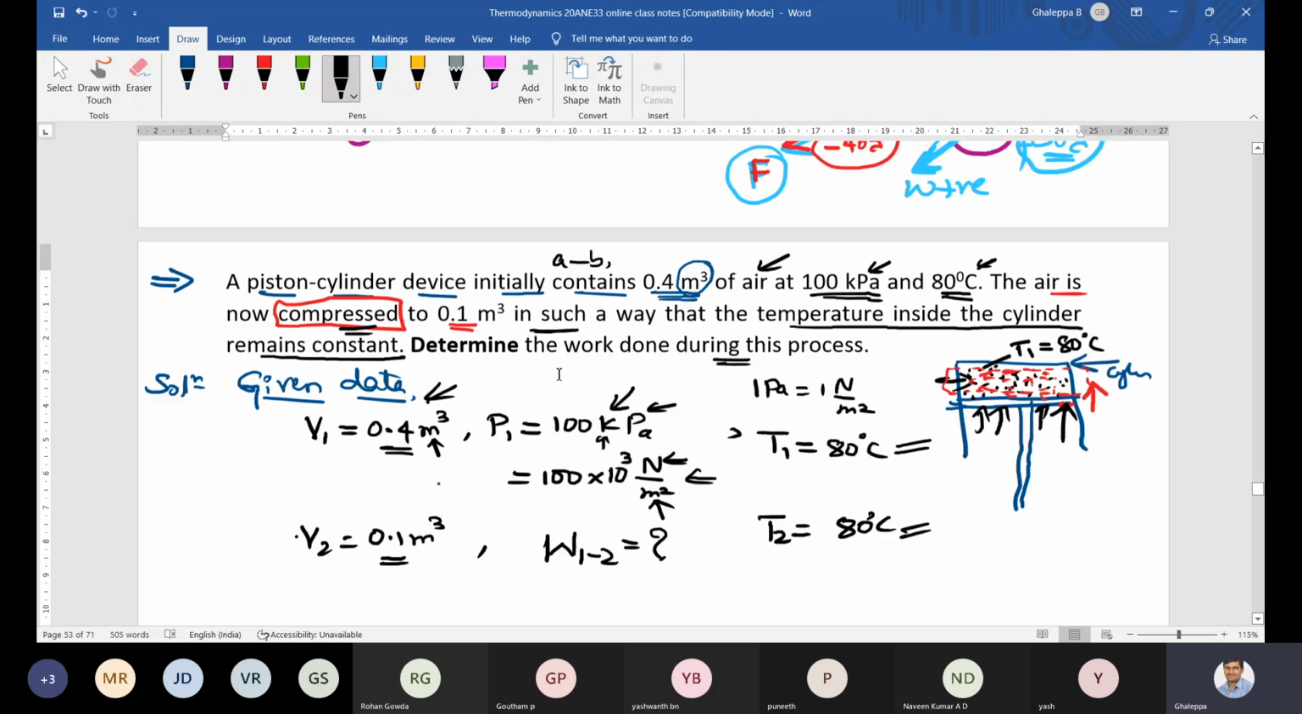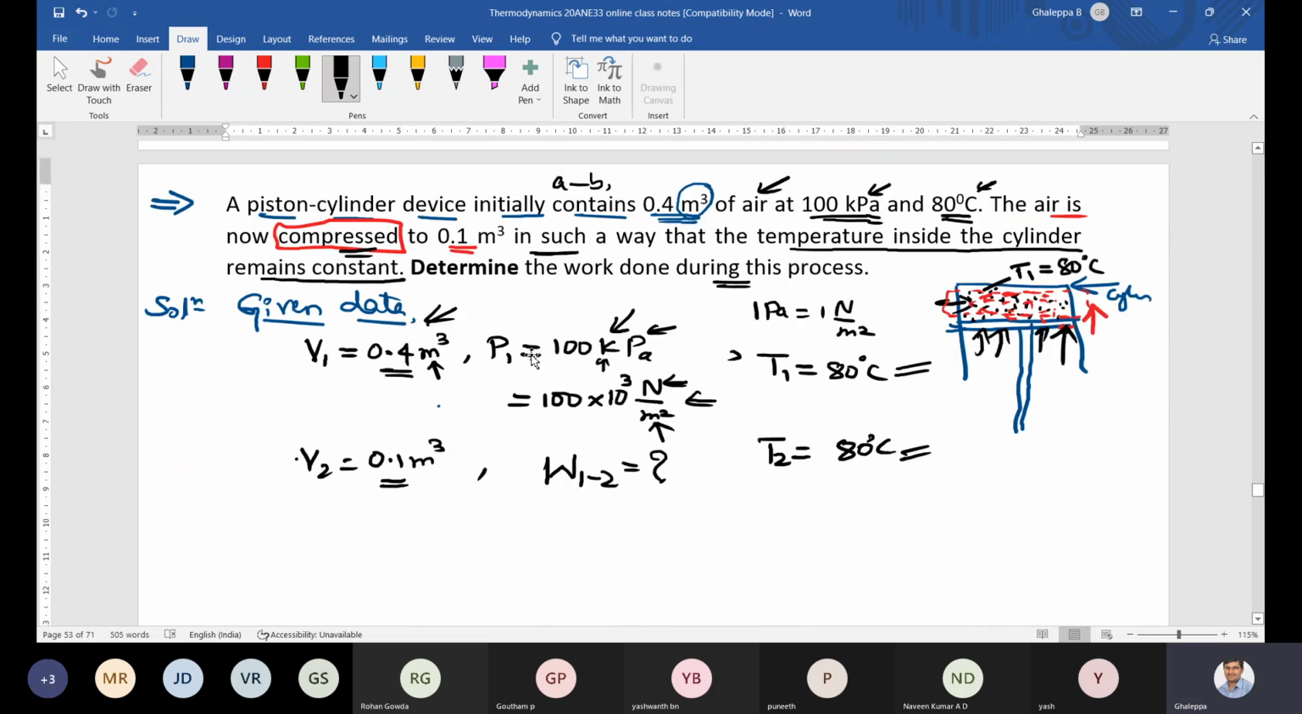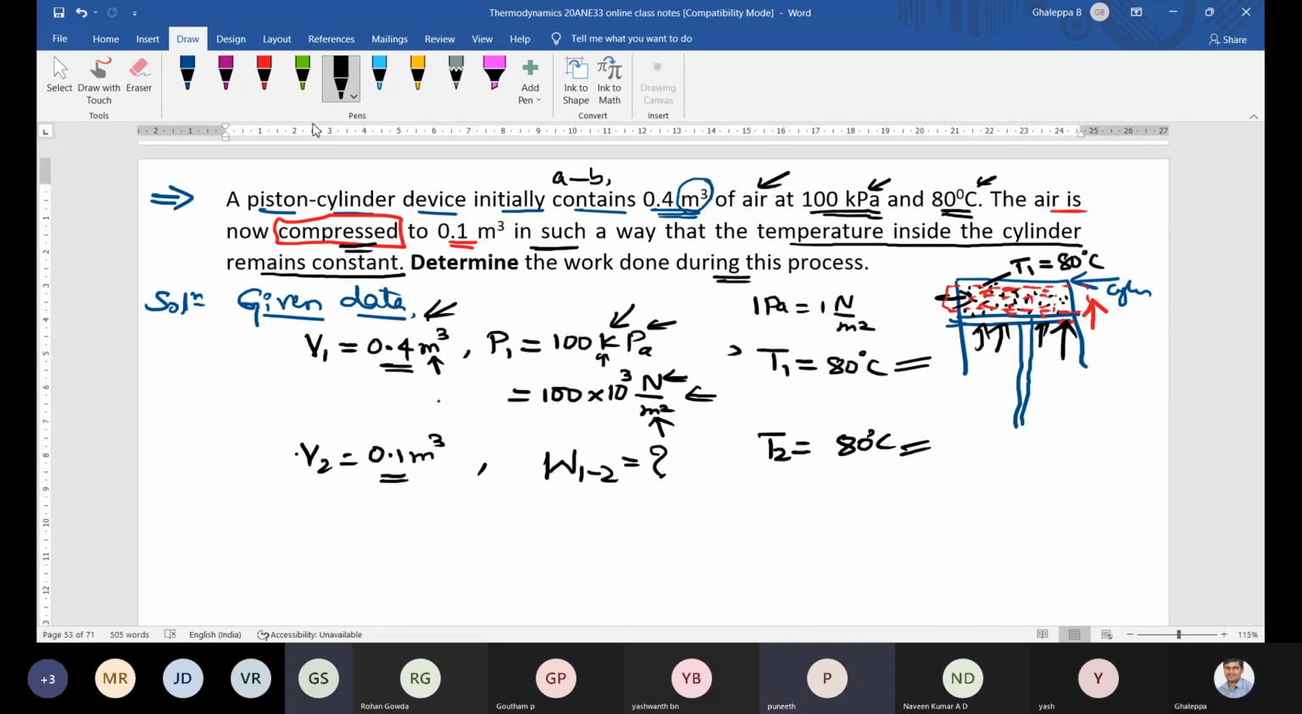You have written the given data, the first step, right? Very good. What is the second step? You have to identify the process, out of the 4, 5 or 6 processes, which process it is? Isothermal, sir. Why are you saying it is isothermal? Sir, because temperature remains constant. Yes, here the initial temperature is 80 degrees Celsius and the final temperature is also the same, so it is constant temperature. Very good. I will write here: the given process is isothermal.